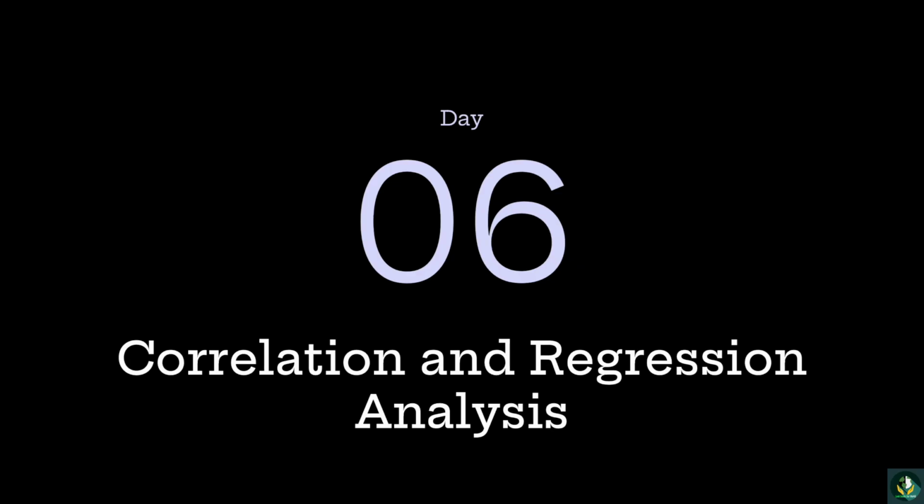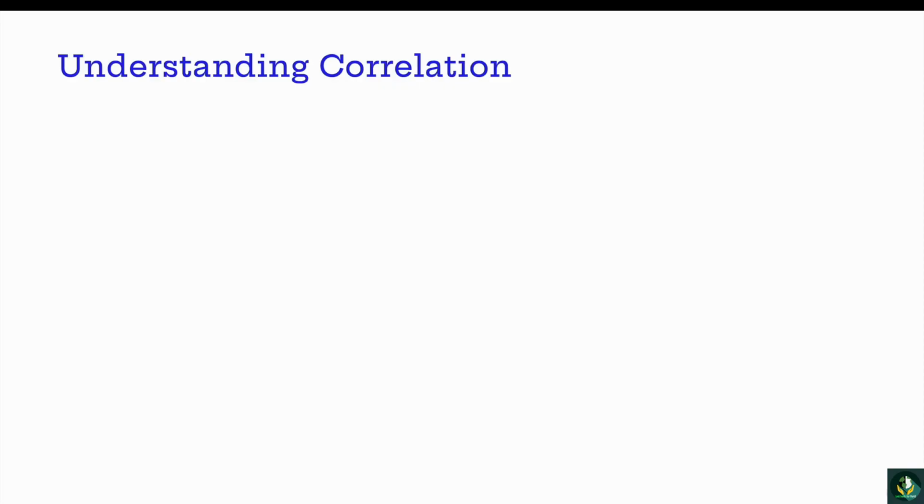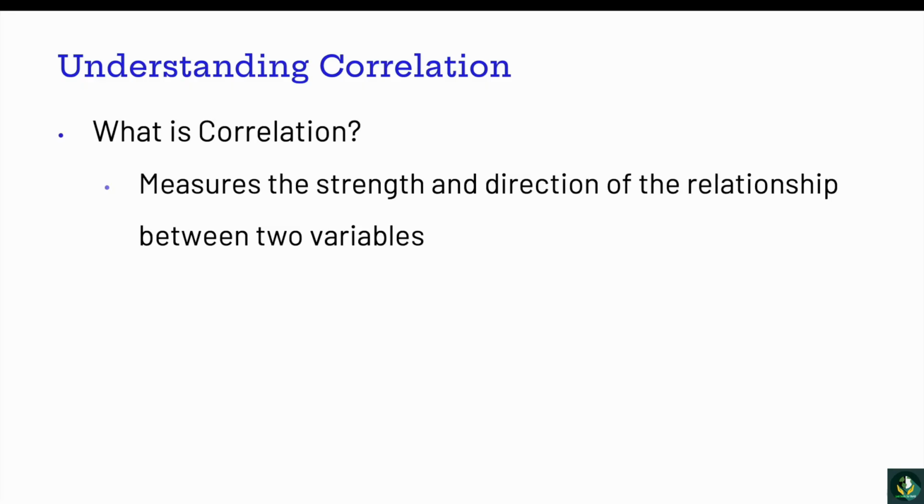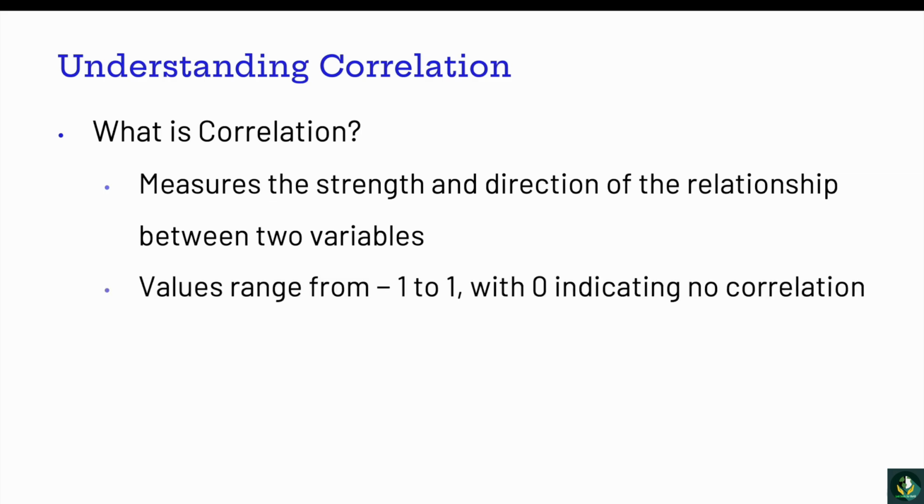Day 6, Correlation and Regression Analysis. Today, we're going to look at understanding correlation. Now, what is correlation? Correlation measures the strength and direction of the relationship between two variables. The values range from -1, which is a perfect negative correlation, to 1, which is a perfect positive correlation, with 0 indicating no correlation.